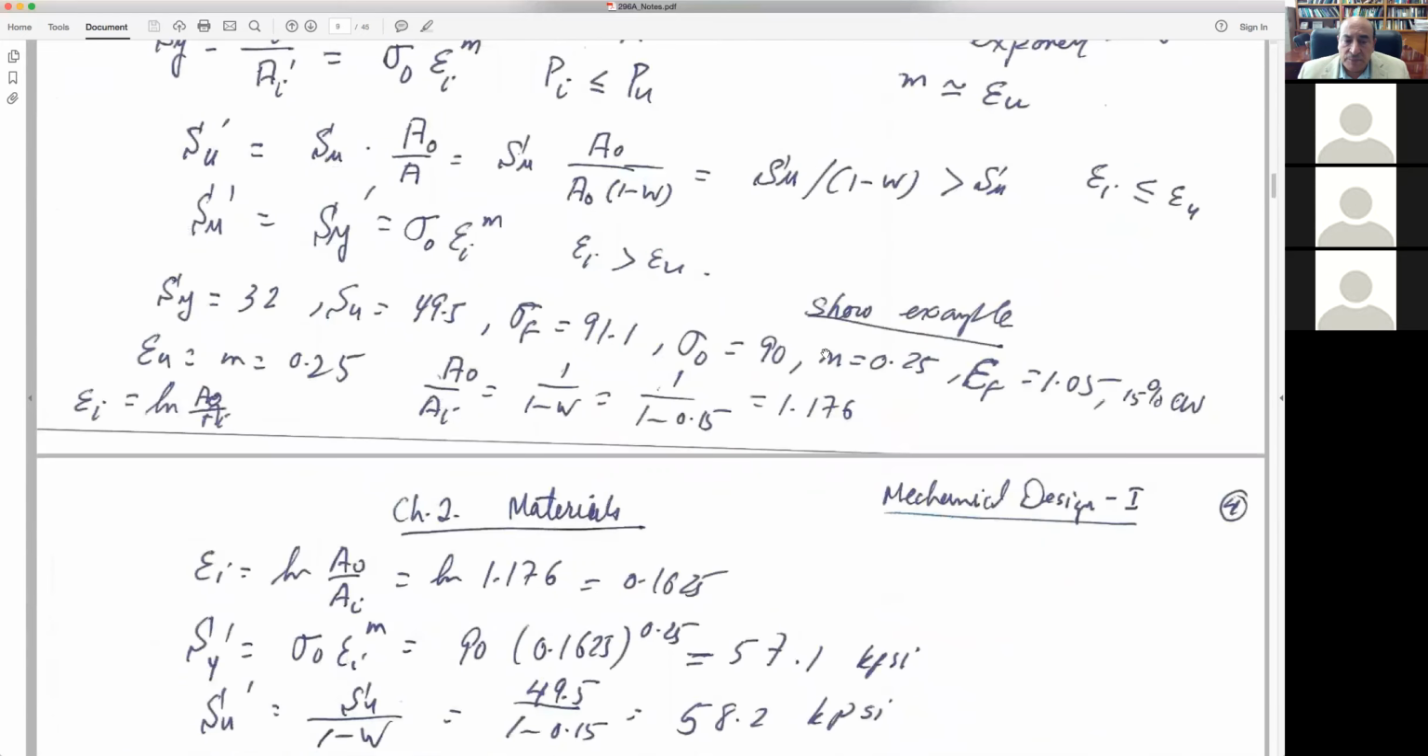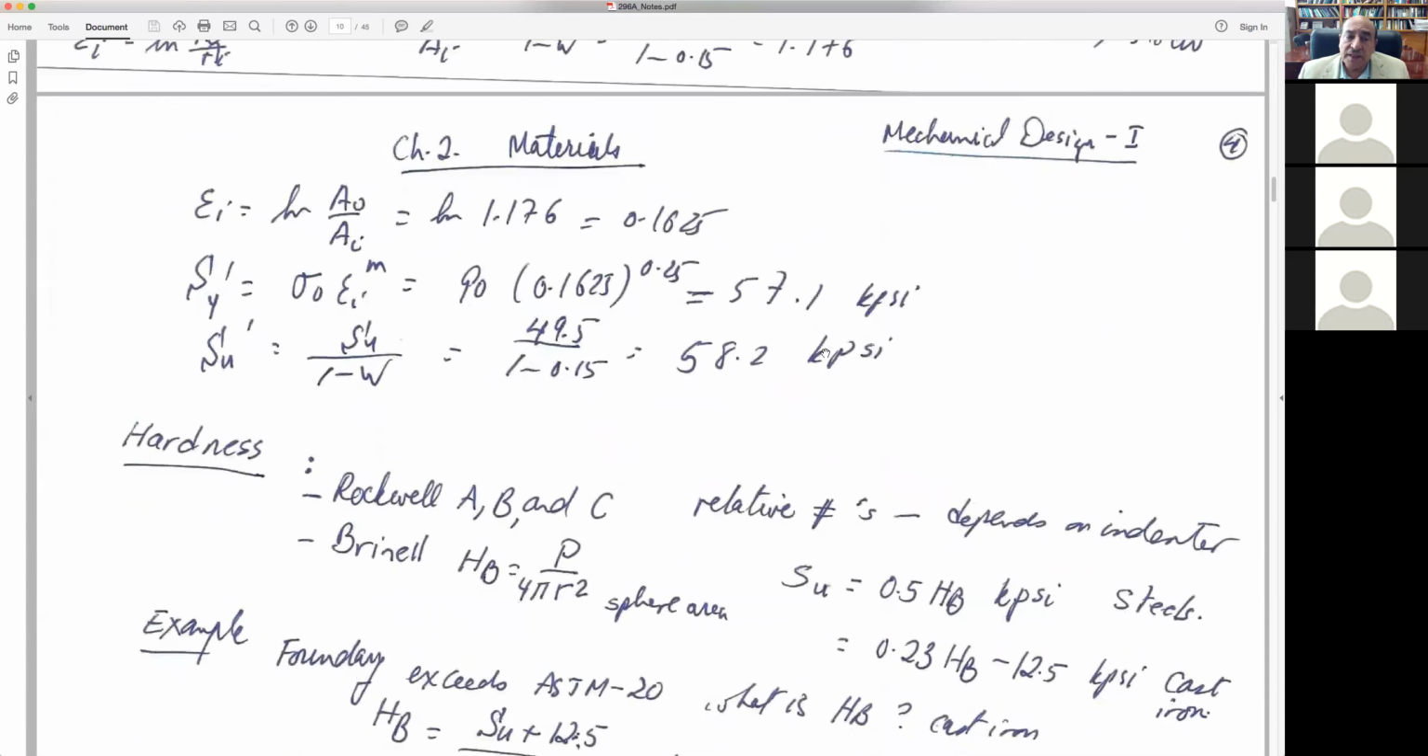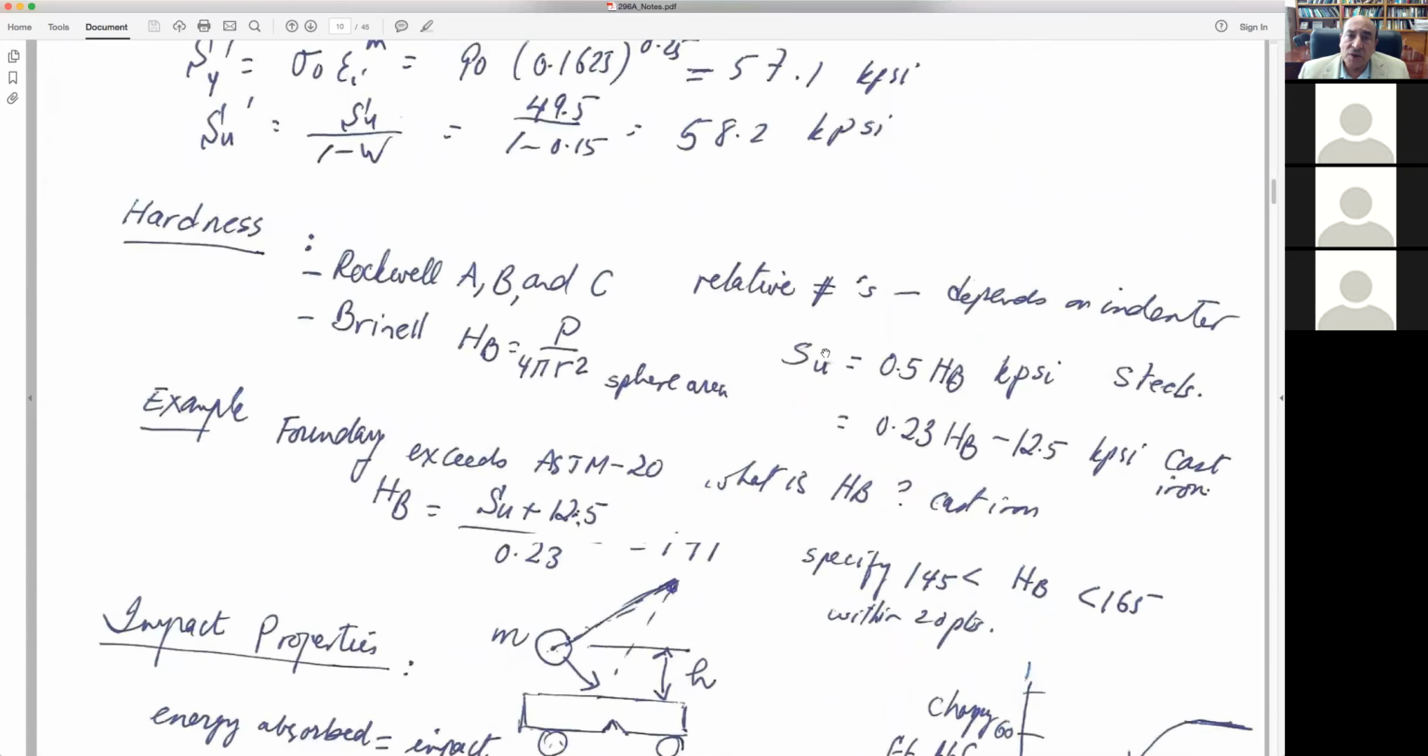Now there's a part that is qualitative in chapter 2, and the qualitative part is to familiarize us with some of the basic terminology in the strength of materials. So you've got to read that, and here's a summary.